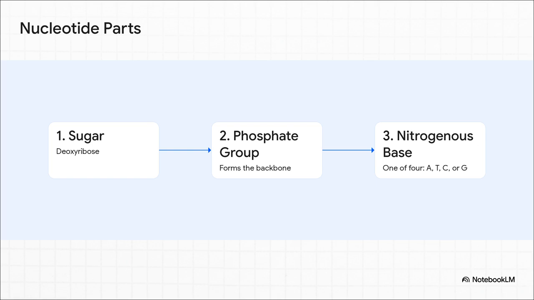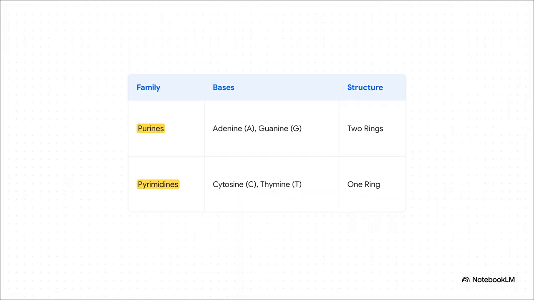And it's this third part, the base, where all the magic really happens. So there are 4 different types of these bases, and they fall into 2 distinct families. First, you've got the purines, that's adenine and guanine, and they have this bigger 2-ring structure. Then you've got the pyrimidines, cytosine and thymine, and they have a smaller 1-ring structure. This difference in size is super important, as you'll see in a minute.